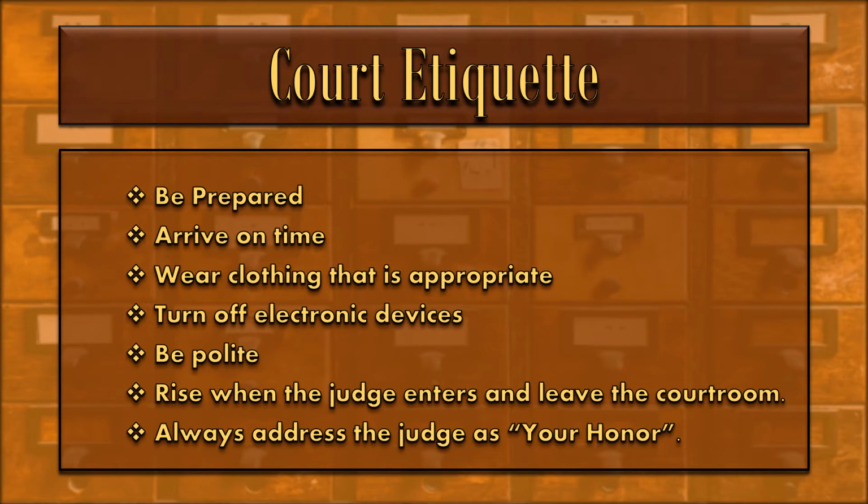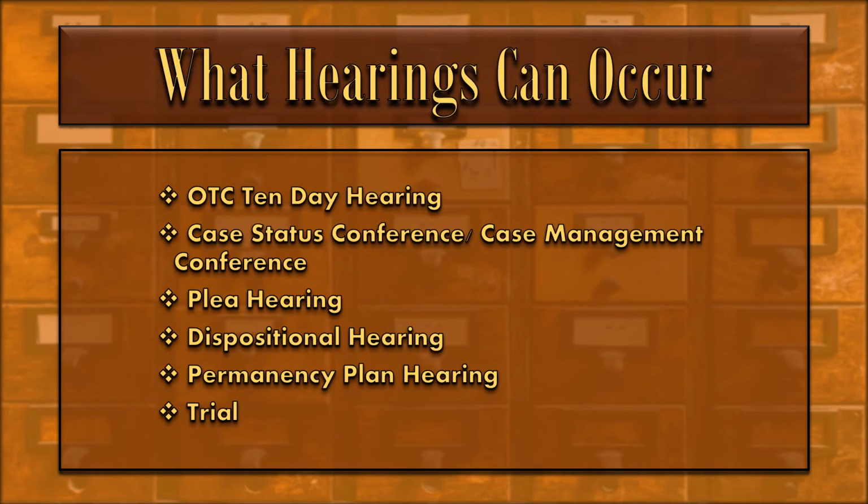Be polite to the judge, opposing counsel, court staff, and families, even during contentious matters. Rise when the judge enters and leaves the courtroom. When questioned directly by the judge, refer to the judge as Your Honor. When necessary, seek assistance from the AAG in a discreet manner. There are a number of different matters that occur in the juvenile court.